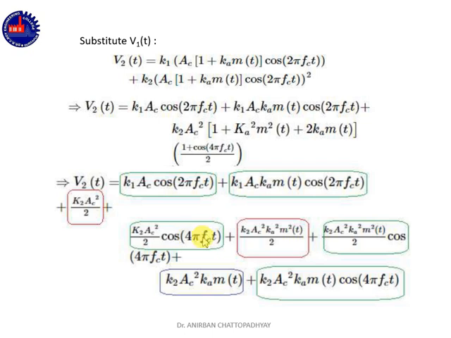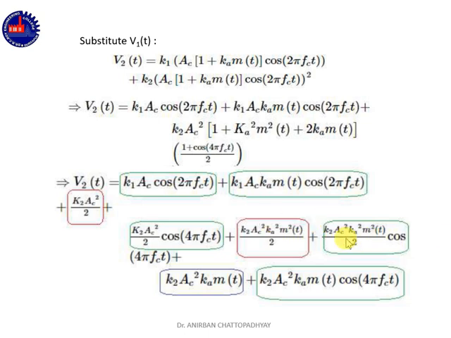Now come to the next term, that is K2 AC square by 2 cos 4 pi FCT. The frequency component here is FC, and FC is greater than our message signal frequency. So this term will also be blocked, right? Now the next term, K2 AC square K square m(t) square by 2. It is the square of the message signal, so we all know that it will be blocked, right?